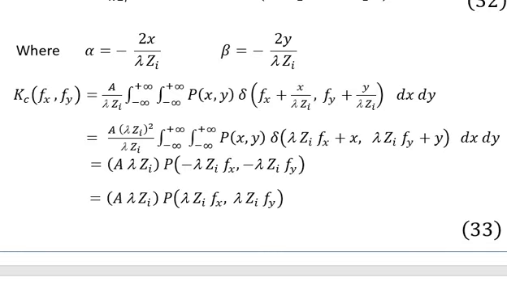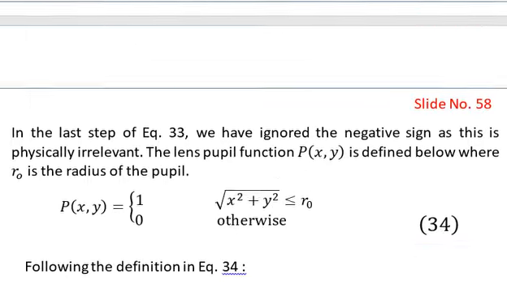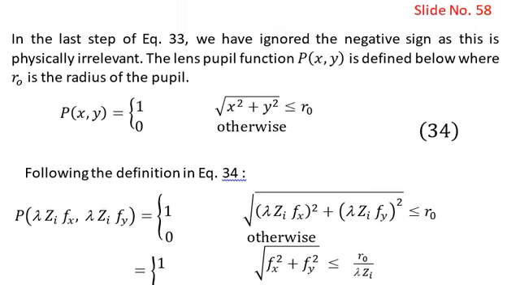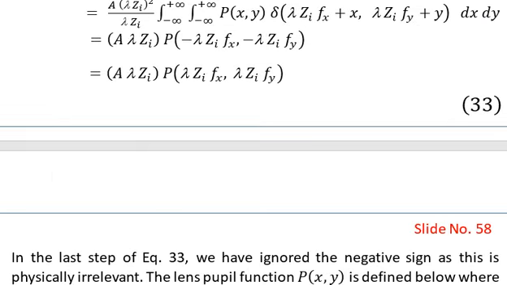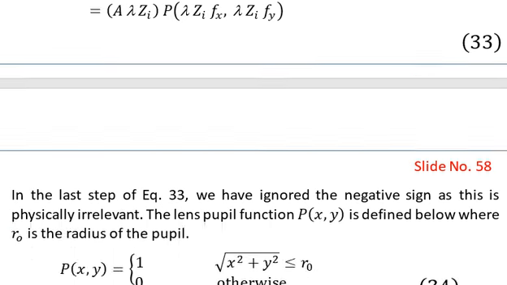Now you can see that we have found a direct relationship between the transfer function on the left hand side and the pupil function of the lens on the right hand side, or the pupil function of the exit pupil. In equation number 33, in the last step, we have omitted the negative signs because p is an even function.